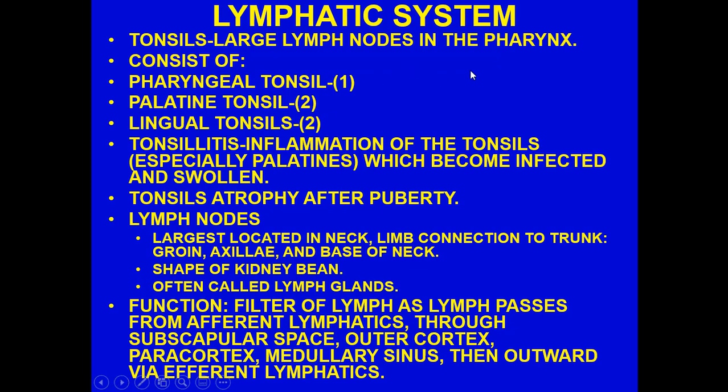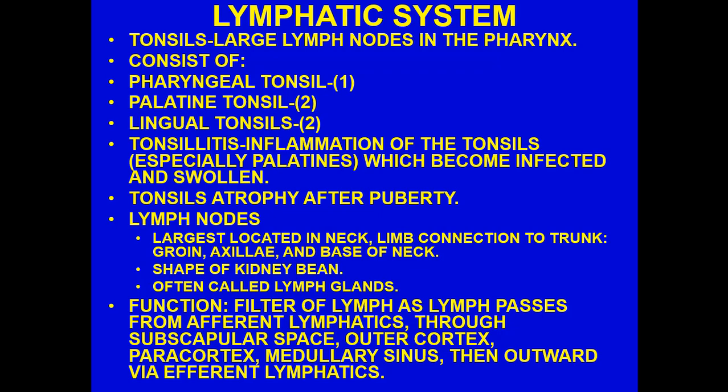But now what we're going to do is start going over some of the large lymph nodes in the pharynx. So we start talking about these larger structures here. The first group that we're going to deal with is the tonsils, in the nasal oral area. Basically, tonsils consist of a pharyngeal tonsil, there's one of those, a palatine tonsil, there are two of them, and a lingual tonsil. Tonsillitis is the inflammation of the tonsils, especially of the palatines, and these become infected and swollen.